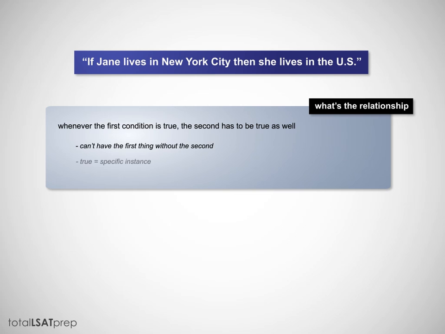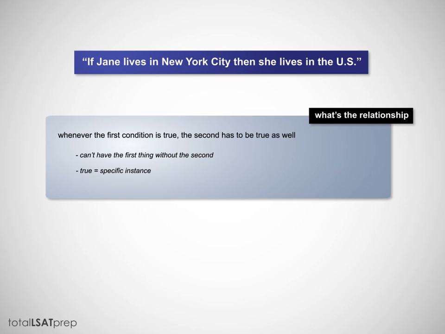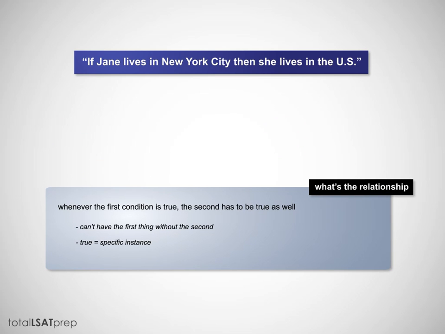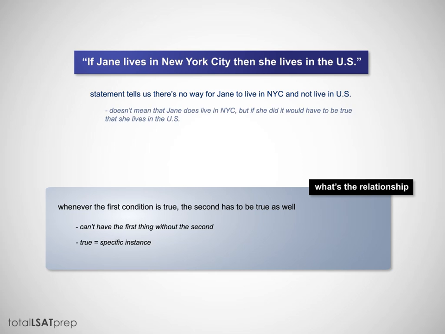And by true, I just mean if there's a specific instance of it. So for example, what this statement tells us is that there's no way for Jane to live in New York City and not live in the United States. If Jane's in New York, then she has to be in the US as well. And once again, that doesn't mean that Jane does live in New York City, but if she did, it would also have to be true that she lives in the US.